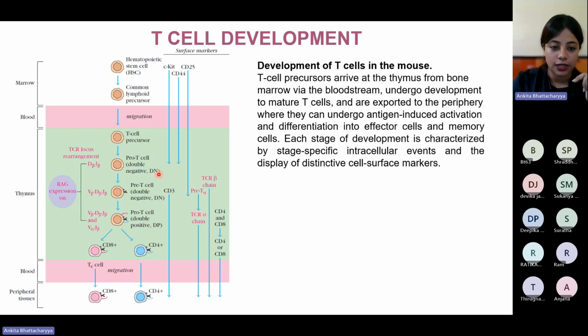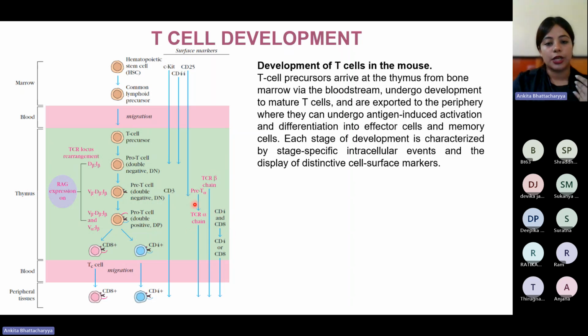The difference between these two is that one is double negative, the other is double positive. When we say double positive, it means it has both CD4 and CD8 markers present on its surface in this particular stage. Keep in mind that here you see surface markers are changing. Before this, you do not see CD4, CD8 expression. From this stage, you are able to see double positive expression.